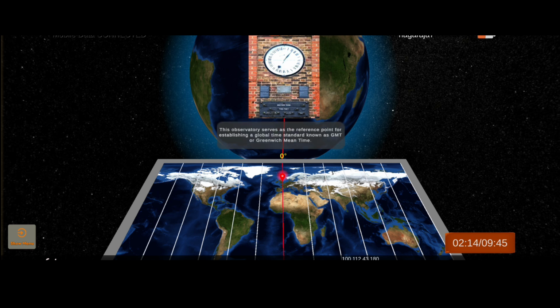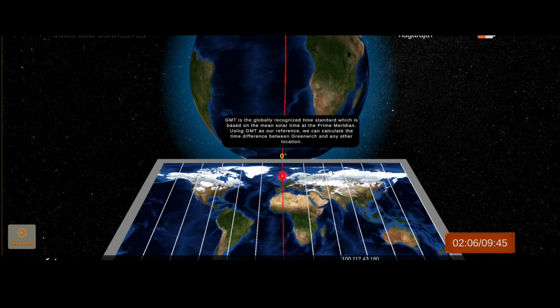This observatory serves as the reference point for establishing a global time standard known as GMT or Greenwich Mean Time. GMT is a globally recognized time standard which is based on the mean solar time at the prime meridian. Using GMT as our reference, we can calculate the time difference between Greenwich and any other location.